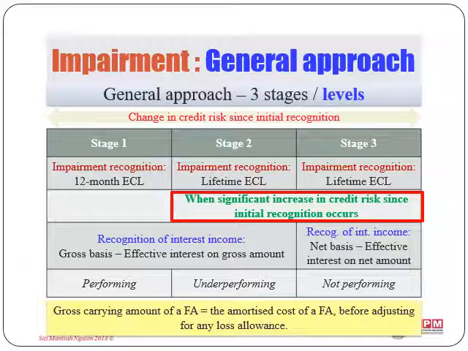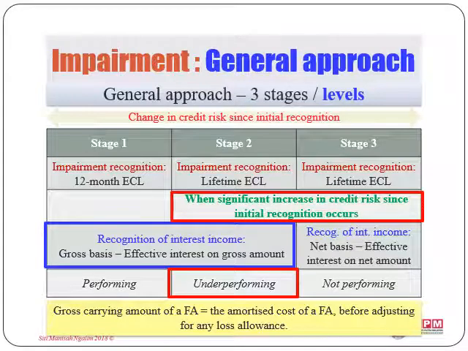In Stage 2 and Stage 3, both experience a significant increase in credit risk since initial recognition, but the increase of risk in Stage 3 will be more significant than the increase in Stage 2. For Stage 2, financial assets in this class will be assessed as underperforming, less than what is expected from what's stipulated in the contract. However, for this group of assets, interest income will still be calculated on a gross basis.